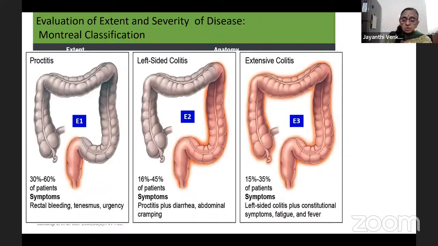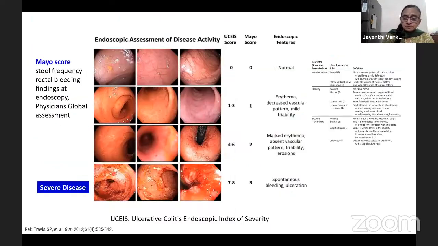This we've already discussed, so I'll not be mentioning, except to mention that the majority of our patients have proctitis, and they have the classical tenesmus and urgency. The left-sided colitis presents with a minimal abdominal cramp and all of the findings of proctitis. And the pancolitis has systemic symptoms. Most of them have systemic symptoms, and they are the ones who have severe forms of disease.